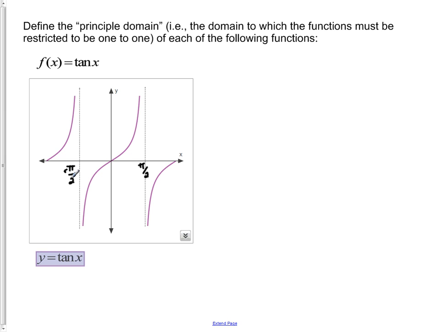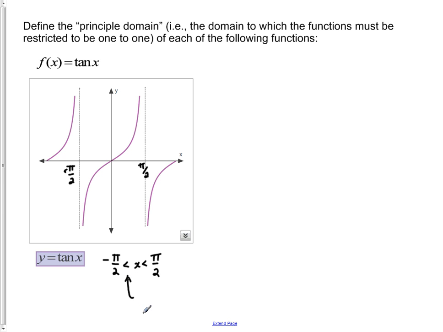We note that the asymptotes go from negative pi over 2 to positive pi over 2, so that's how we're going to limit. Only slightly different from the graph for sine, we're going to limit this interval and say that x is between negative pi over 2 and positive pi over 2, but we're not going to include the endpoints.